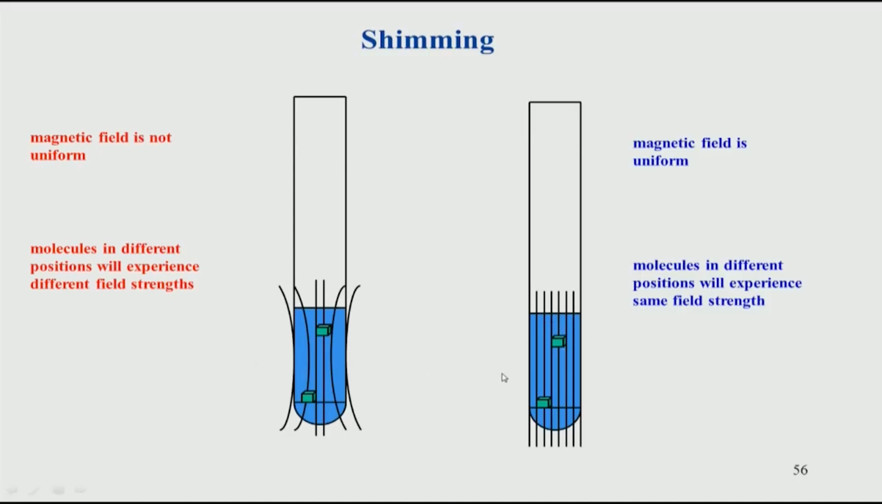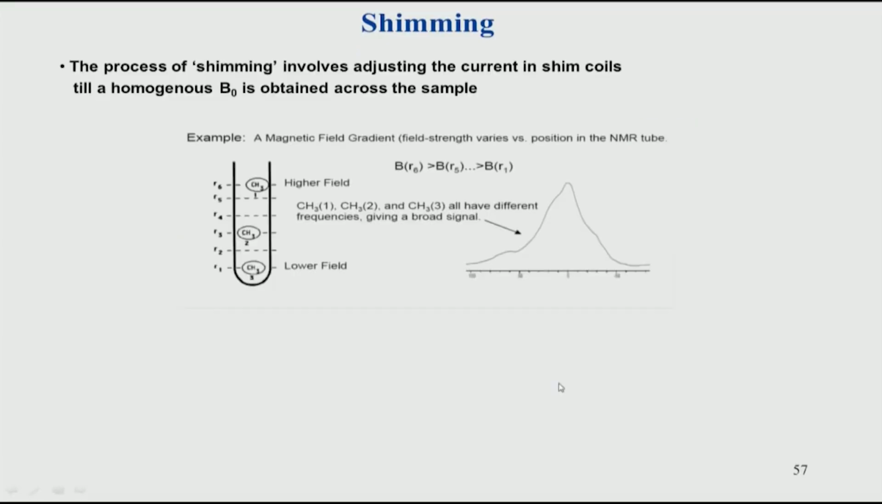This is basically done by electronics. We have a lot of coils sitting around the sample, and these are not the RF coils, but are called shim coils. These shim coils are operated in an automated manner to generate this particular homogeneity. This is a very important point which is shown here.